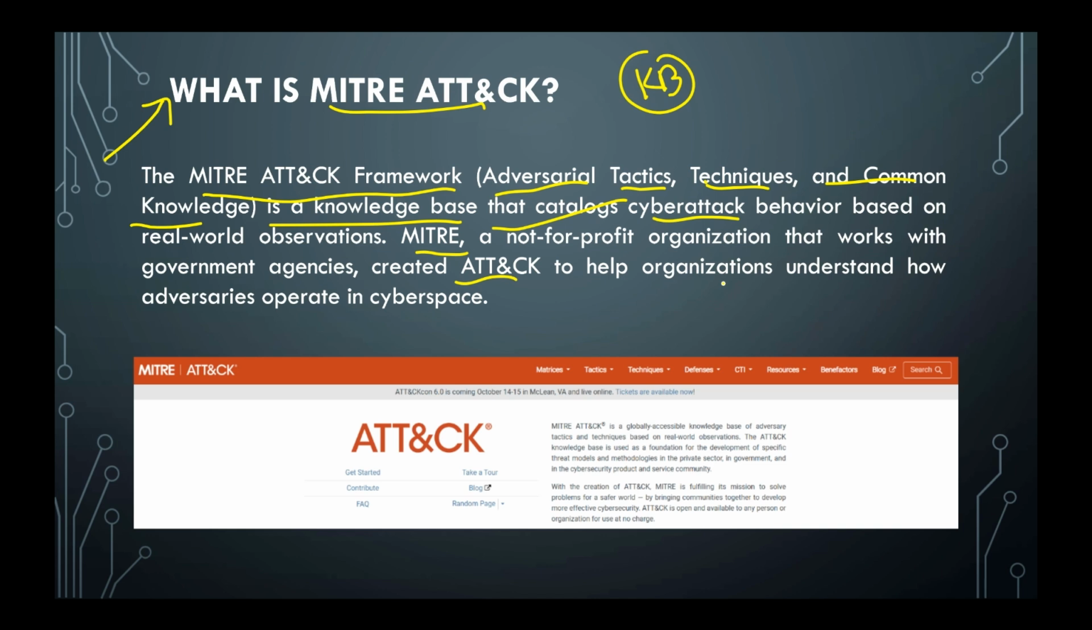Fancy name, right? But here is the deal: it is basically a huge knowledge base that documents real world hacker behavior. Tactics are the attackers' goals, like breaking in, stealing data, or evading detection. Techniques are the methods they use, like phishing email, PowerShell command, or credential dumping. Procedures are the specific examples of how those techniques were actually used in an attack. So in short, MITRE ATT&CK equals a living encyclopedia of how attackers think and act.